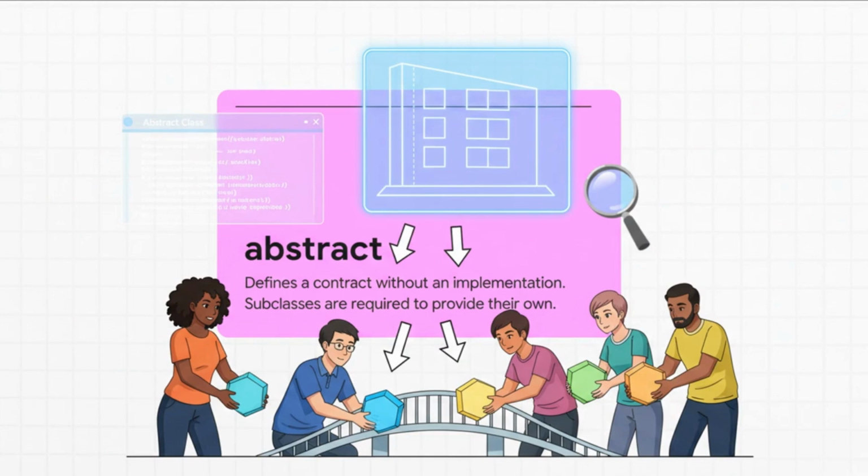Okay, now let's switch gears to abstract. If virtual was a friendly suggestion, abstract is, well, it's a hard and fast rule. It's a contract. When you make a method abstract, you're defining what it's called, but you provide absolutely zero implementation. You're forcing any subclass to provide its own version. There's no default to lean on. You have to do the work.